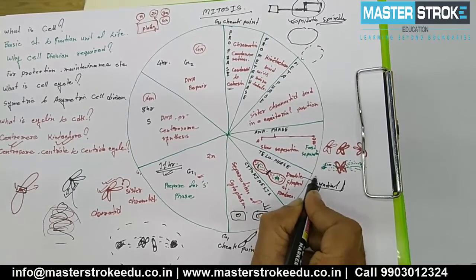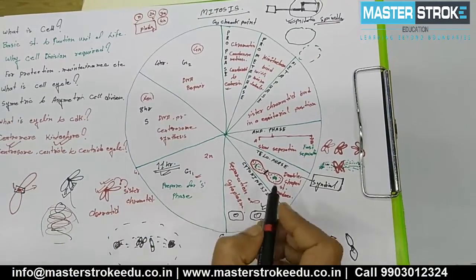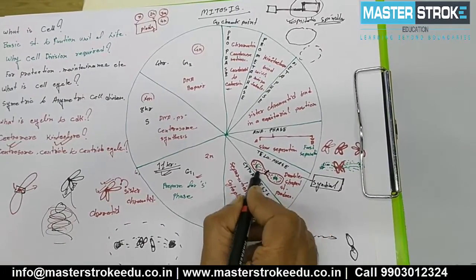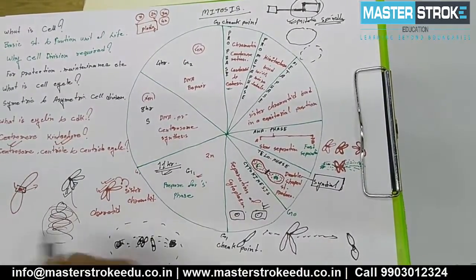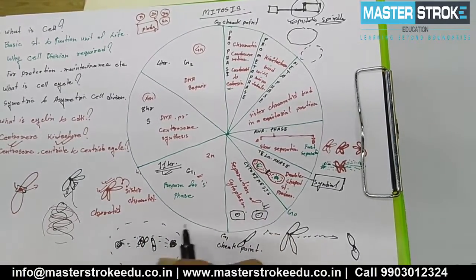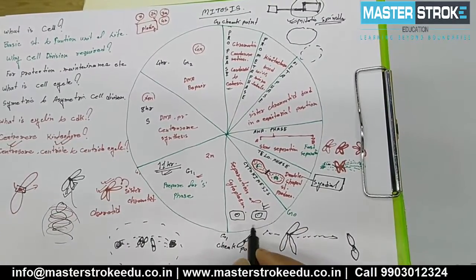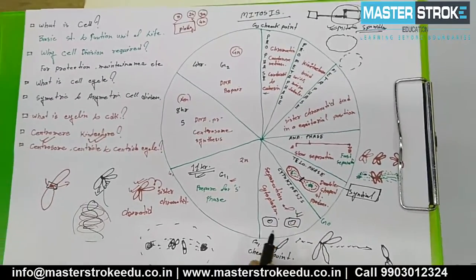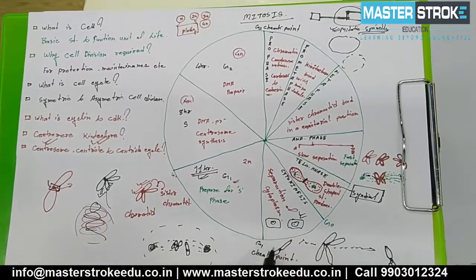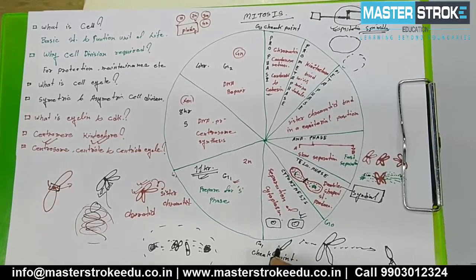The term syncytial means a single cytoplasm containing more than one nucleus. Here we can see that at a particular stage the cytoplasm is common, but there are two nuclei. So this is a syncytial stage. More than one nucleus present with a common cytoplasm is called the syncytial stage. So after the telophase, there is a cytokinesis phase where the two daughter cells become fully separated from each other. And after the cytokinesis, there must be two phases.